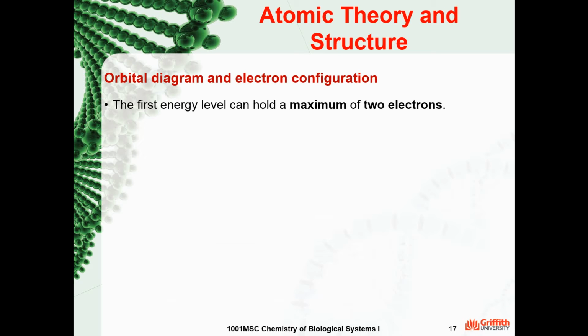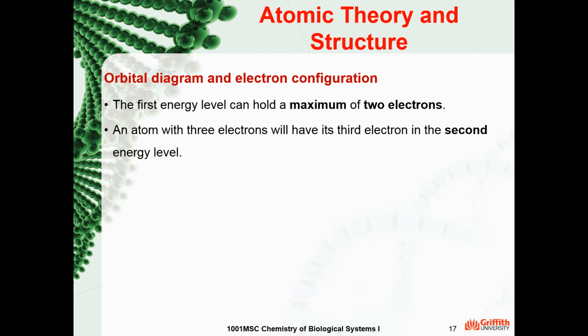Remember that the first energy level can hold a maximum of 2 electrons. An atom with 3 electrons will have its 3rd electron in the second energy level. For example, lithium. Lithium has 3 electrons, so the orbital diagram will be 2 arrows in 1s and 1 arrow in 2s. The electron configuration is 1s2, 2s1.